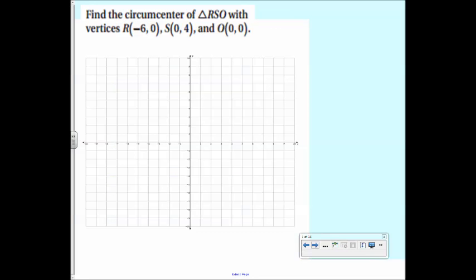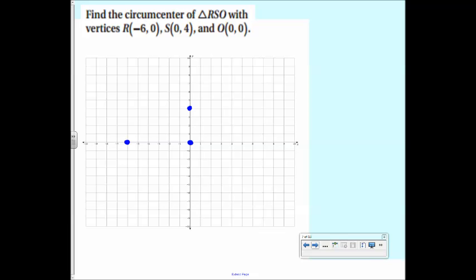Okay, so find the circumcenter of RSO with vertices R, S, and O at negative 6, 0, 0, 4, and 0, 0. So where is negative 6, 0? On the negative side, so go left to negative 6, 0. And then where's 0, 4? Up 4. And then 0, 0 is the origin.